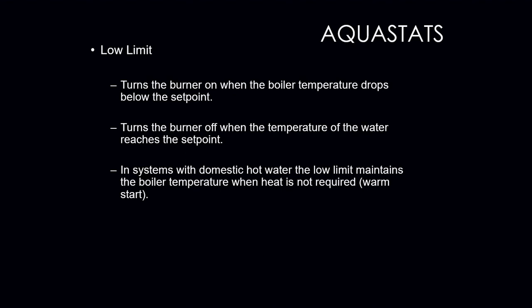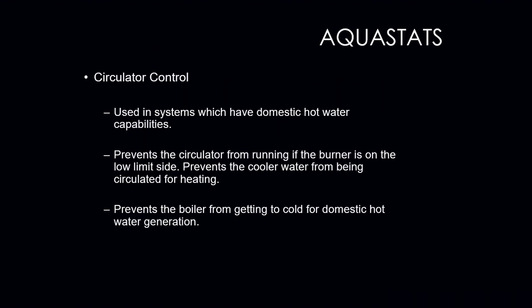Okay, in the system with domestic hot water, that low limit maintains the boiler temperature when heat is not required. Okay, we call that a warm start. Think about domestic hot water. That's hot water coming out of your faucet. Okay, that's how we're able to deliver the hot water to a home in some cases. So we've got to be able to have a boiler that maintains a minimum temperature in order for us to have the ability to deliver domestic hot water to the home. And that's going to usually be around 160 degrees.